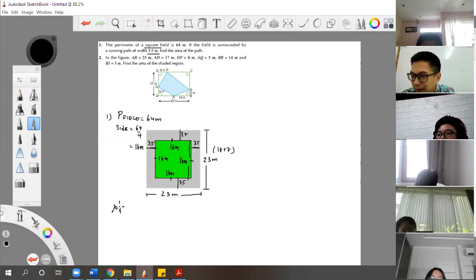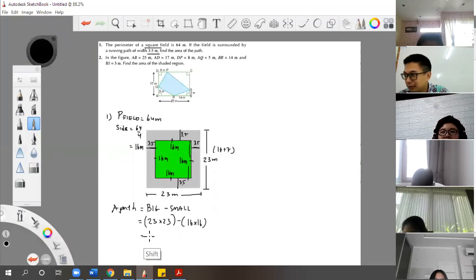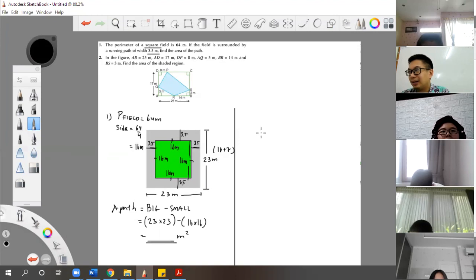Ini kan plus aja, 16 plus 7 gitu. 3.5 and 3.5 kan 7, right? So the area of the path equals big area minus small area. Oh ya udah, berarti 23 times 23 subtract 16 times 16. Dapat dong? Yeah, you get the answer. Do it on your own. I don't want to do this for you because it's only the calculation.